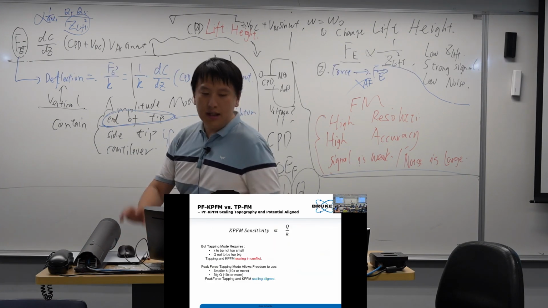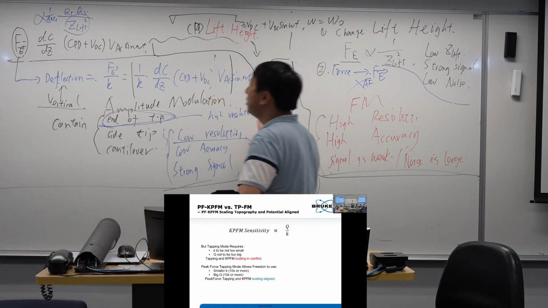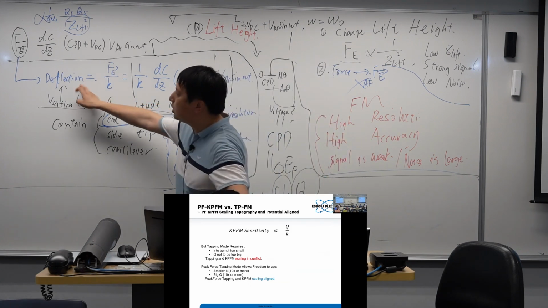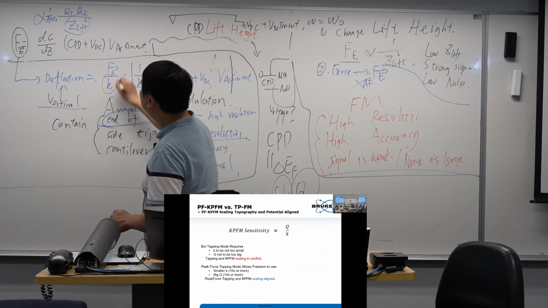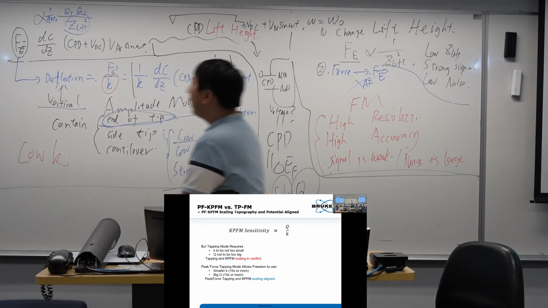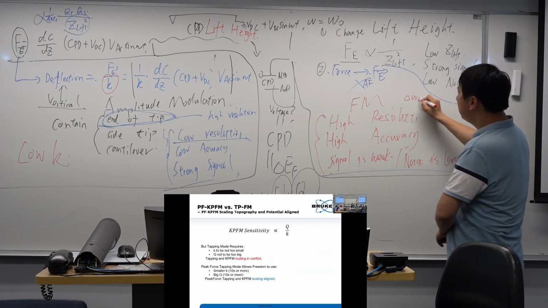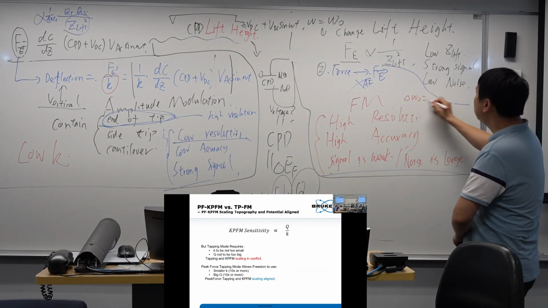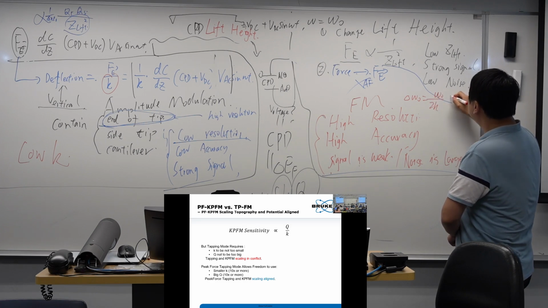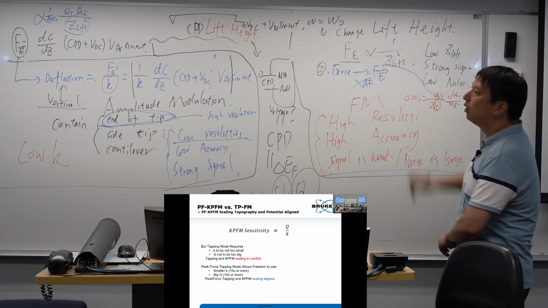Okay, so again, for the KPFM, for the amplitude modulation, the AM, our signal is from the deflection, so we prefer a low K. We prefer a low K. And for the FM, we are detecting the delta omega 0, right? Delta omega 0 equals omega 0 over 2K times dF_TS over dz. So again, we also prefer a low K probe.